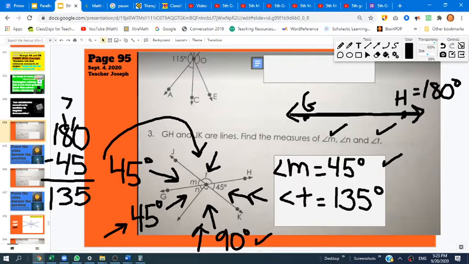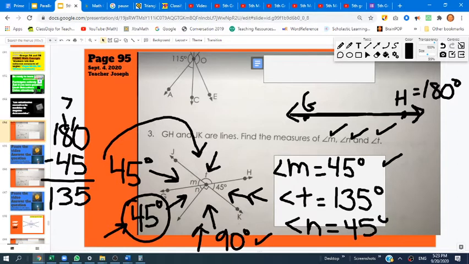So we've already found out the measure of angle M, the measure of angle T, and then the measure of angle N, we found that one out too, right? That was 45. Okay? So as long as you can understand that each one of these angles is going to either add up to our magic number 180 because of the line, right? Or 360 because it's a circle, that's going to be a whole lot easier for you. So check your answers to make sure that they're correct, and we'll go on to the next problem.